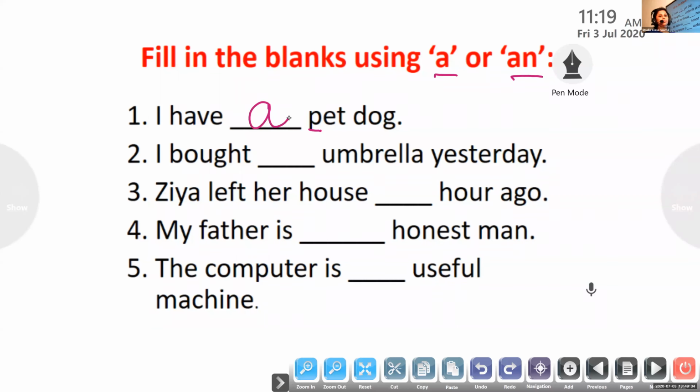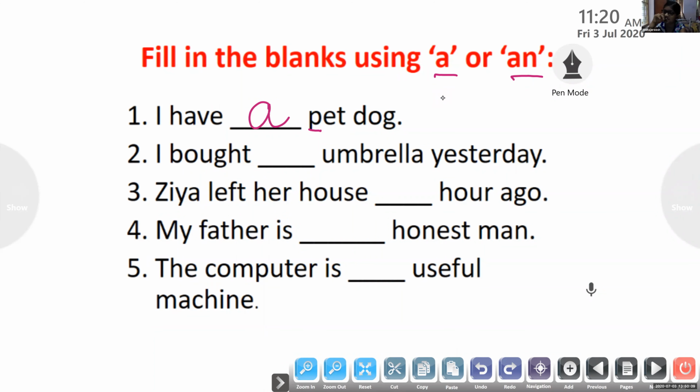Now, Pranav, read the second sentence for me. Pranav, unmute it and read it quickly. Read it fast. You can't read it? Yes, read. I bought umbrella yesterday.